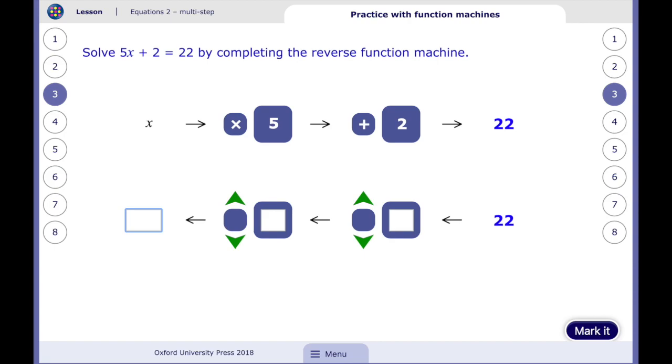So now have a go at this. We've got x multiplied by 5, add 2 equals 22. So work it backwards. Okay, do 22 subtract 2 first, and then divide that by 5 to find x.